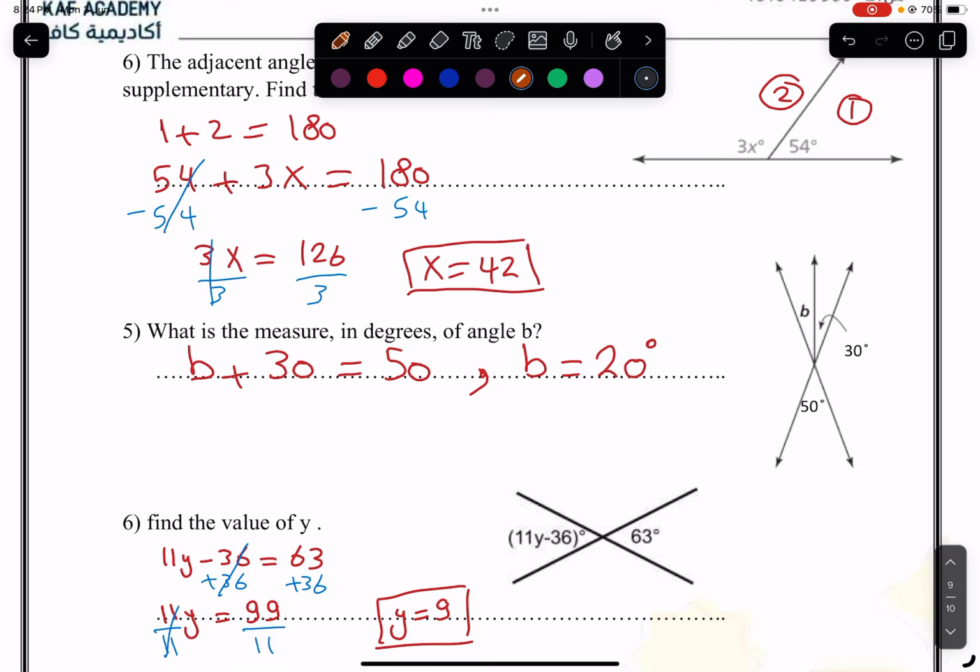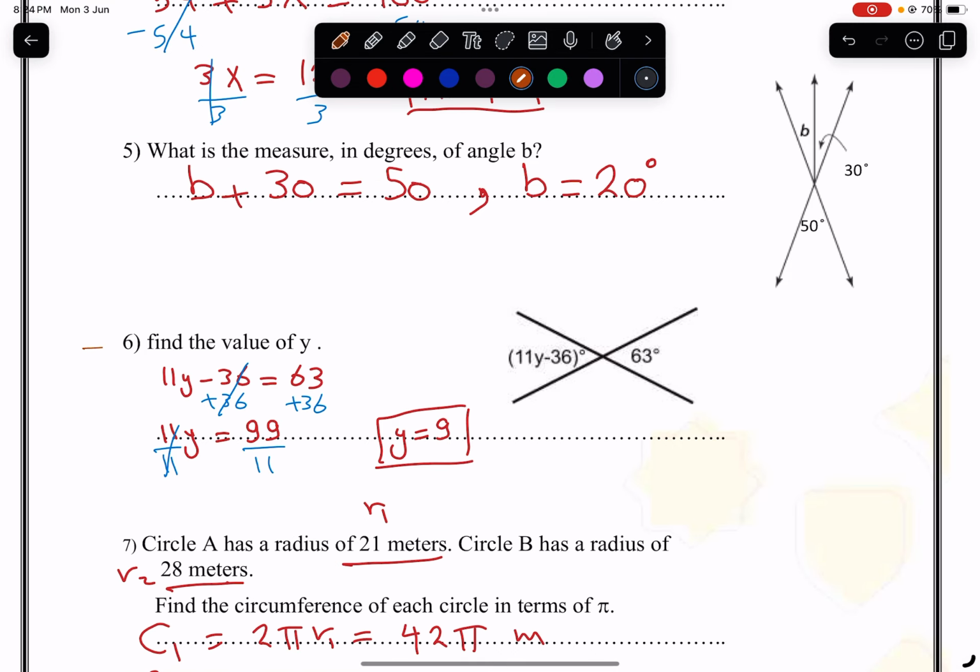Look, this question 6. It is a vertical angle because, like, x. So what does the rule say? This angle equals this angle, right? Okay, so we can solve it.